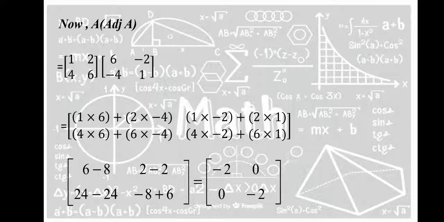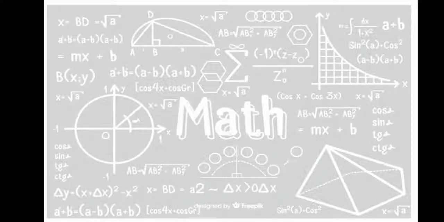6 minus 8 is minus 2, minus 2 plus 2 is equal to 0, 24 minus 24 is equal to 0 and minus 8 plus 6 is equal to minus 2. So the answer of A multiplied by adjoint of A is minus 2, 0 in the first row and 0, minus 2 in the second row.